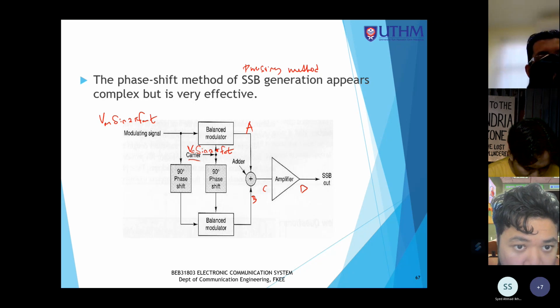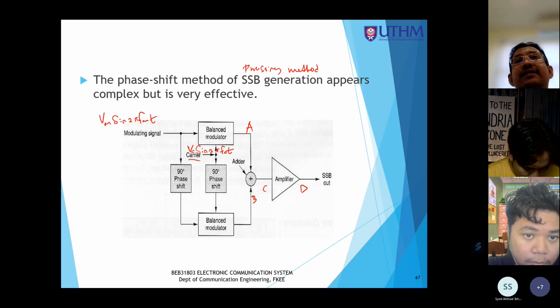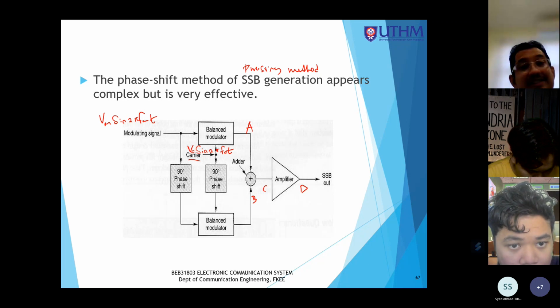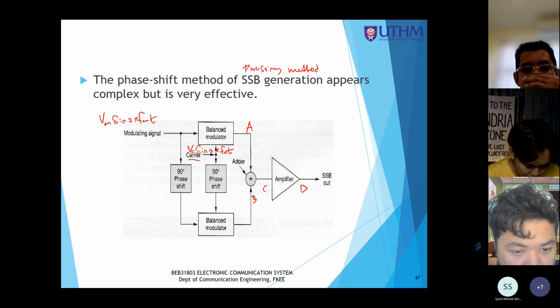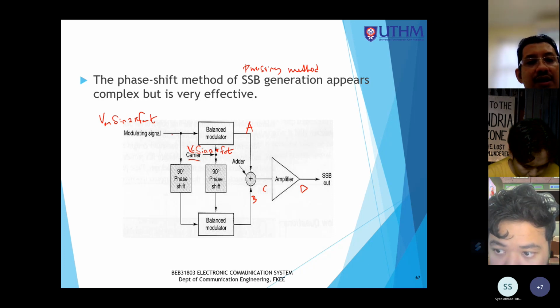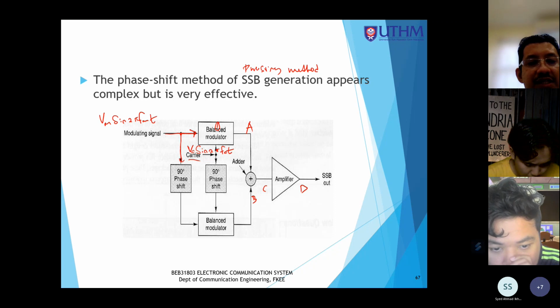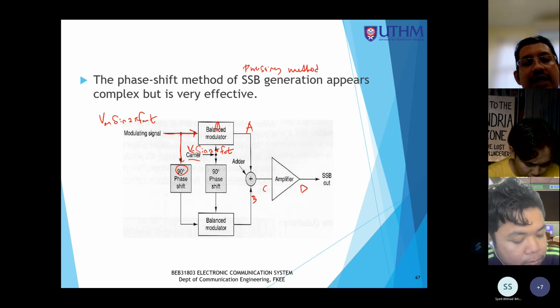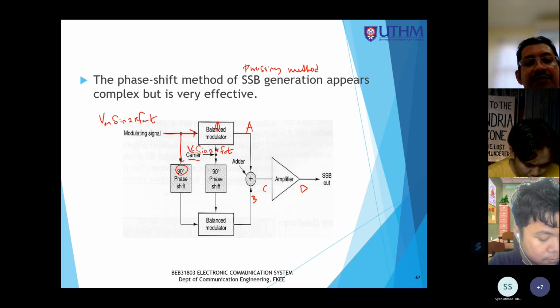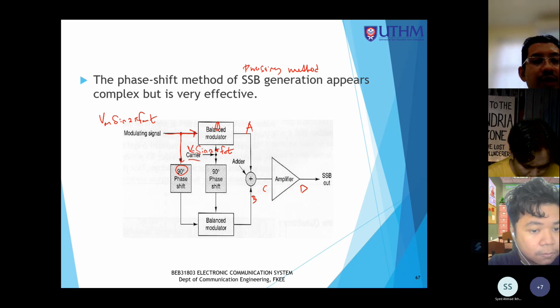Okay. Dan remember that dalam literature books yang lain, dia juga boleh menggunakan cosine. Tidak ada masalah. So don't worry, you can use sine wave, you can use a cosine wave. Okay. So kalau you lihat di sini, daripada input ini, input ini akan pecah dua. Satu pergi ke balance modulator yang pertama, the first balance modulator. Dan yang kedua ini dia akan masuk ke dalam phase shifter. So 90 degree phase shift.